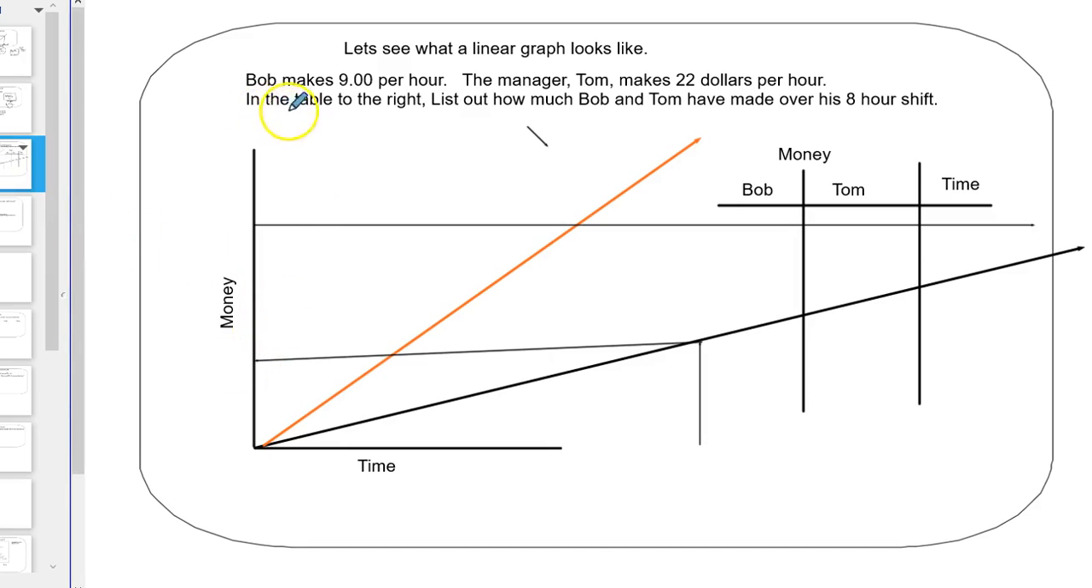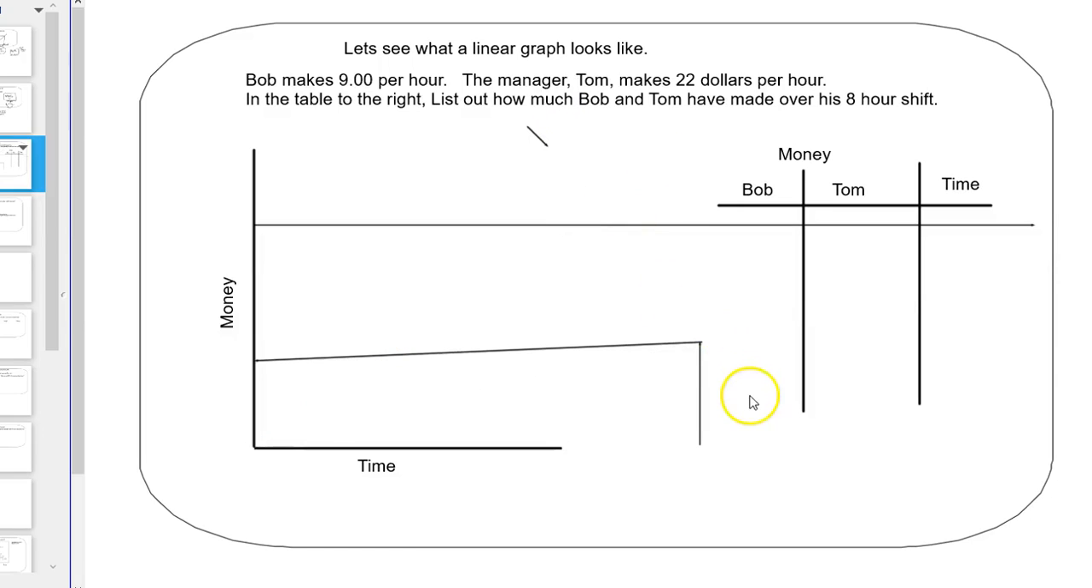All right. So Bob makes $9 an hour, and the manager Tom makes $22 an hour. So we're going to take a moment here and let's just graph this out. I've got some old data in here, and you can graph it out on your own. I'm going to go pretty quickly on this just so you can see it, but you should pause it and try it on your own.